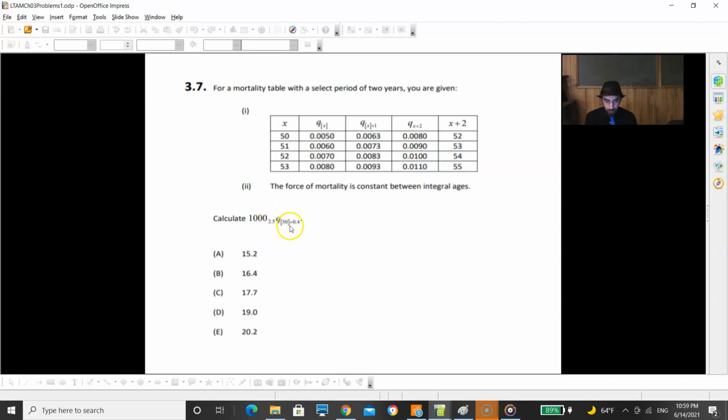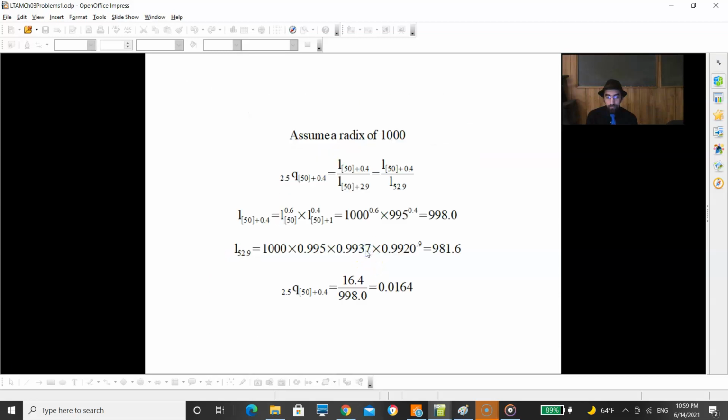And what time period are we worried about the person dying? Between now and age 52.9, which puts you here. So to solve this one, I would assume a radix of 1,000. You're always allowed to assume a radix of however big you need.